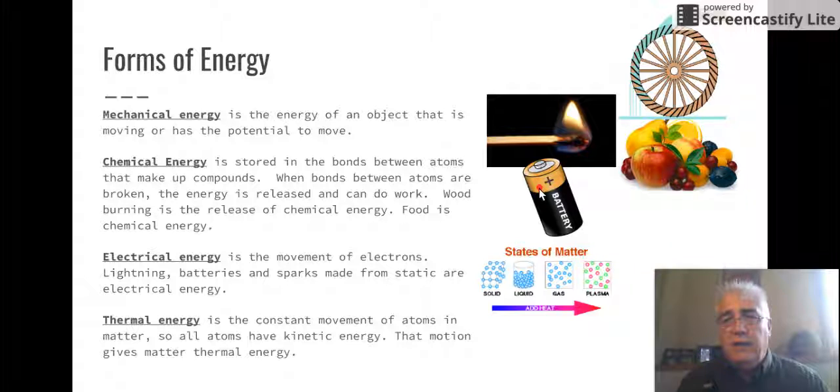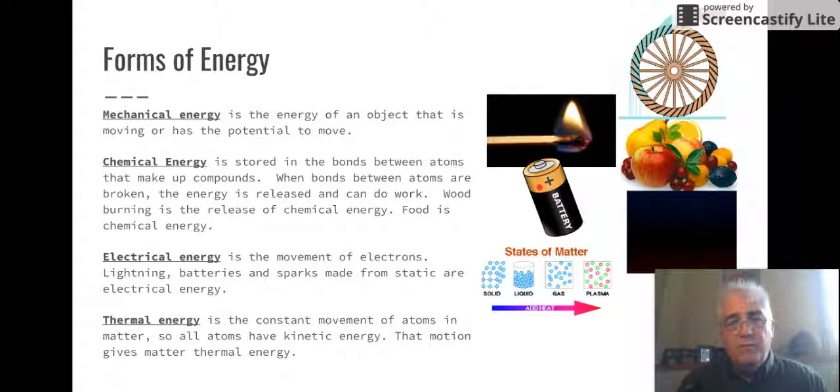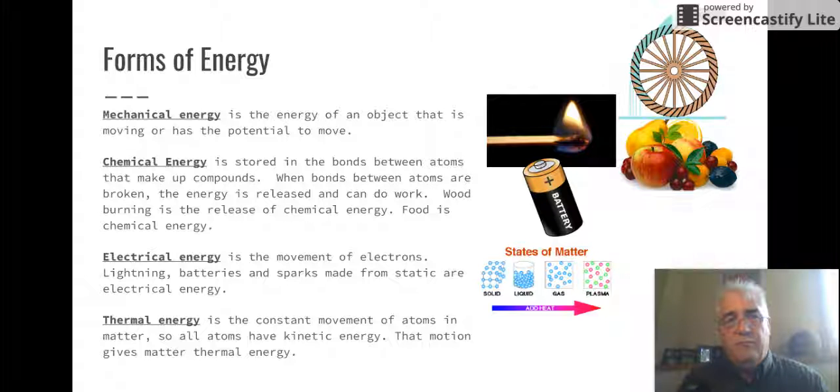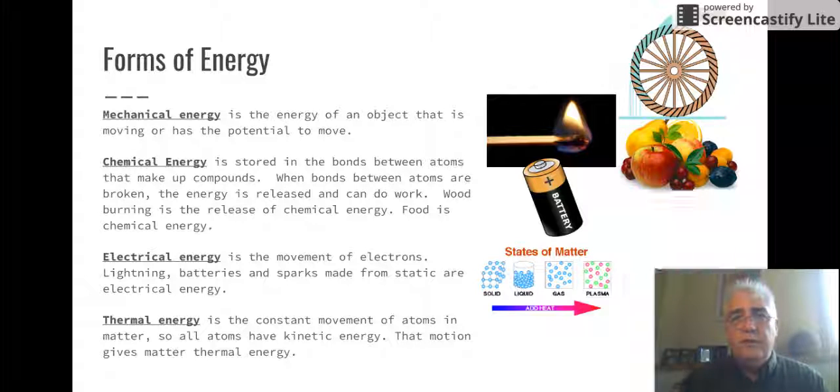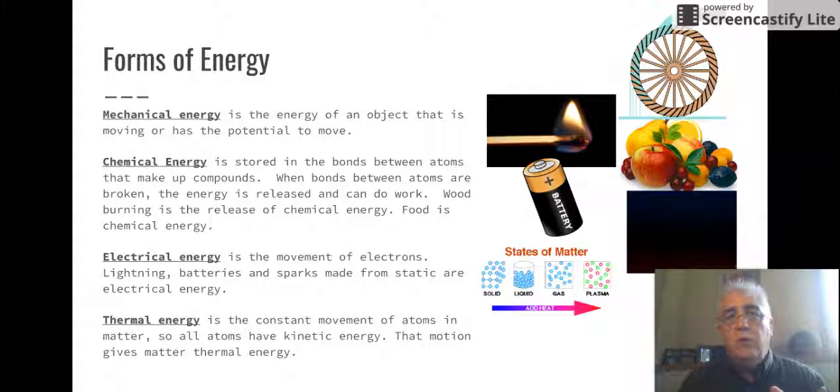Chemical energy is the energy stored in between the bonds of the atoms or molecules that make up things. When those bonds are broken, energy is released and can do work. A simple example that you might be familiar with is a burning matchstick. Wood burns. The wood itself has the potential to do work, to heat things. When that heat is released, those chemical bonds are released, work can be done.